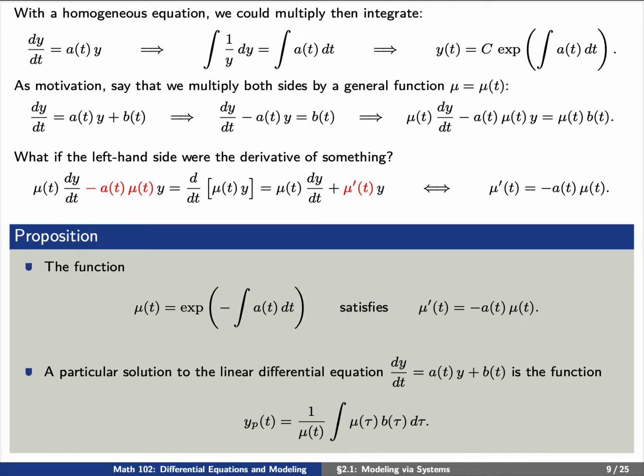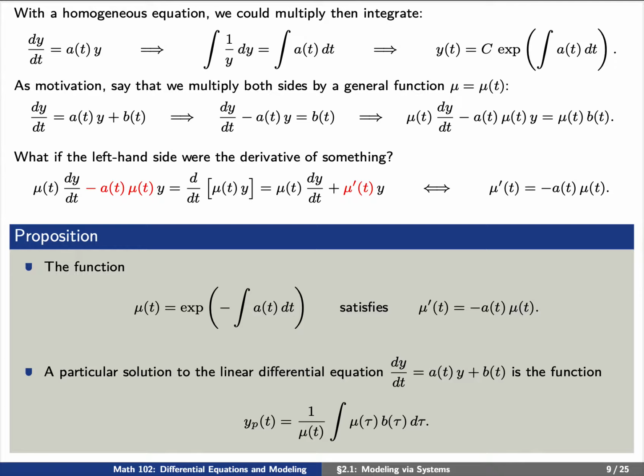That is, what if the left-hand side, mu times dy/dt minus a(t) times mu(t) times y, equals the derivative of a product, mu(t) times y? Using the product rule, we then see that we'd like to set mu'(t) equal to negative a(t) times mu. The following proposition explains how to solve this equation and why this helps.